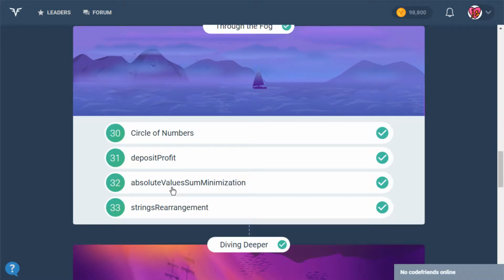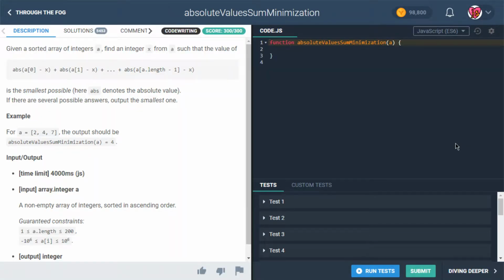Class 32, absolute value sum minimization. All right, so in this one, we're given a sorted array of integers. It's called A, and we want to find an integer x from A such that the value of this thing is the smallest possible. And we'll talk about this thing in just a second. And if we can find several possible answers, we'll put the smallest one.